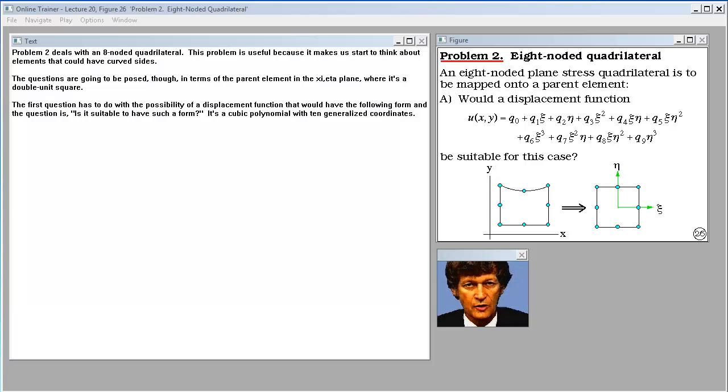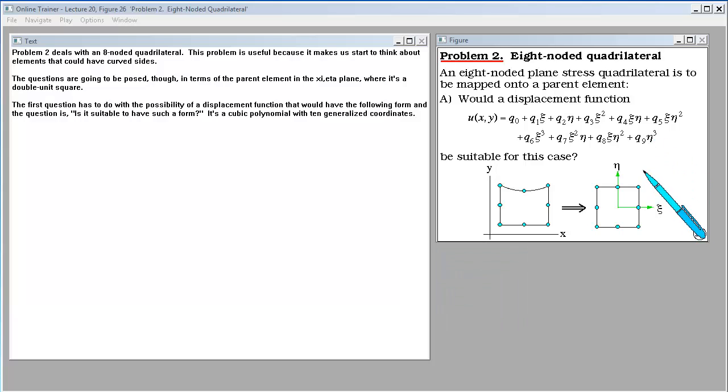Problem 2 deals with an 8-noded quadrilateral. This problem is useful because it makes us start to think about elements that could have curved sides. The questions are going to be posed, though, in terms of the parent element in the xi eta plane, where it's a double unit square.